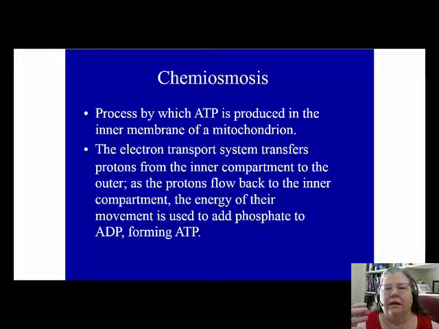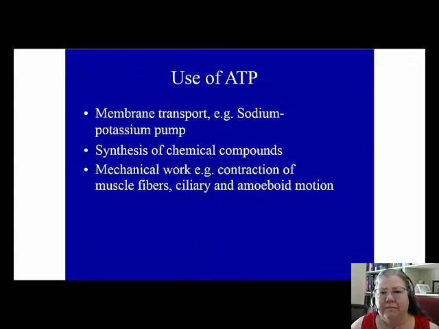So just to know, chemoosmosis is the process by which the mitochondrion makes ATP in its inner membrane. Protons are transported using the electron transport system, and the energy from the flow of those protons is used to add a phosphate to ADP, making ATP. You don't have to remember that.